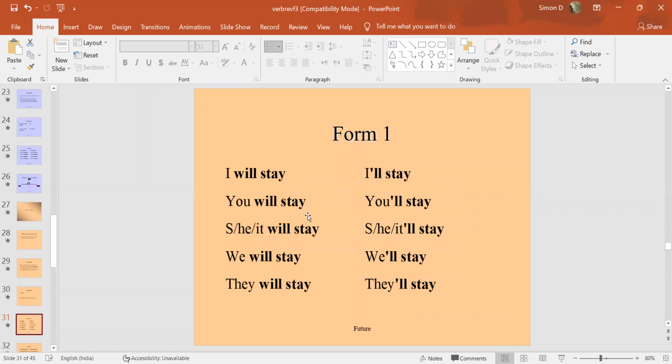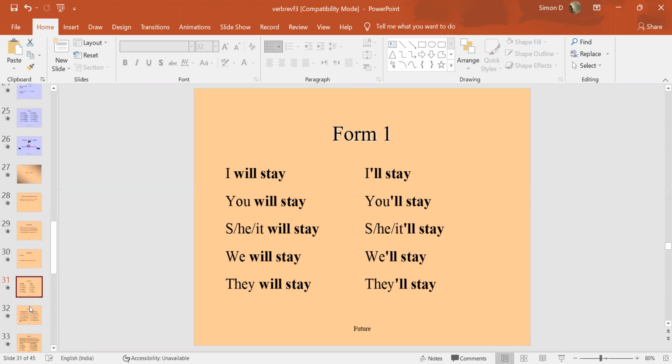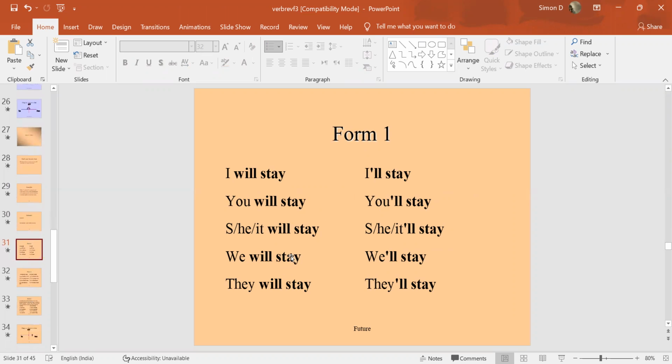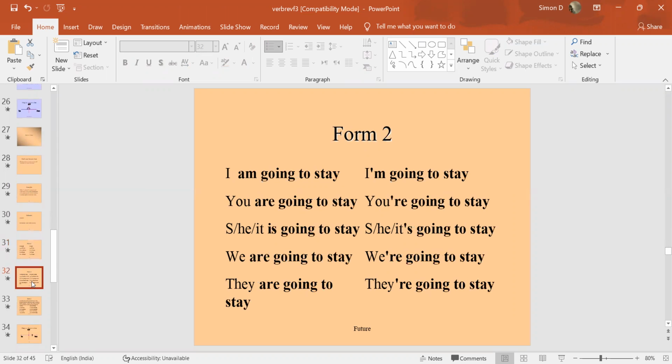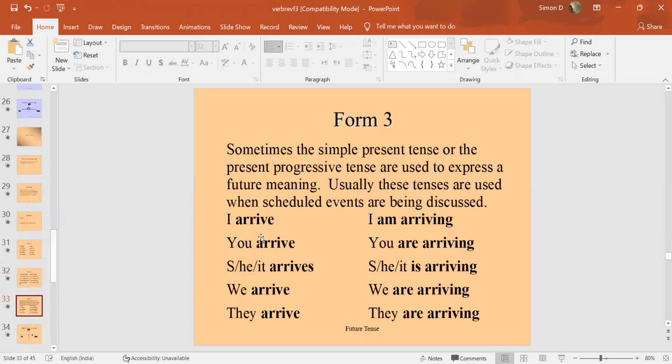Okay. I will stay. I'll stay. All of these are forms. Examples of forms are given here. Will and shall both of them work actually. Another form is I am going to. They are going to, or you are going to. Form 3 would be something like this.